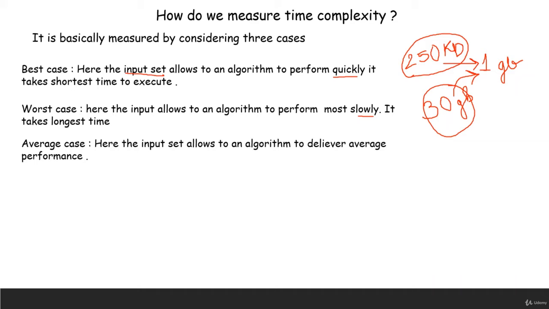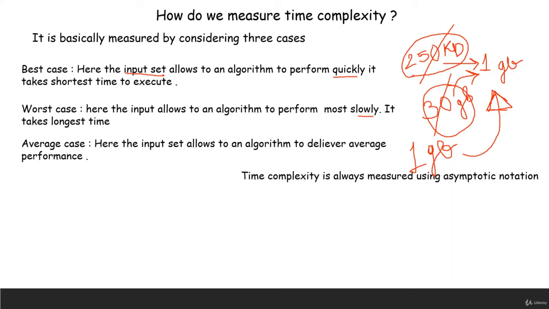And what is the average case? Suppose the file size is not 250 KB and not 30 GB now. The file size is 1 GB right now, and receiving 1 GB of file in 1 GB of data will give an average performance. It will not be either a slow or a fast process. It will be an average process. So it will take constant time to receive the 1 GB of file in 1 GB of data. This is how best case, worst case, and average case are defined actually.